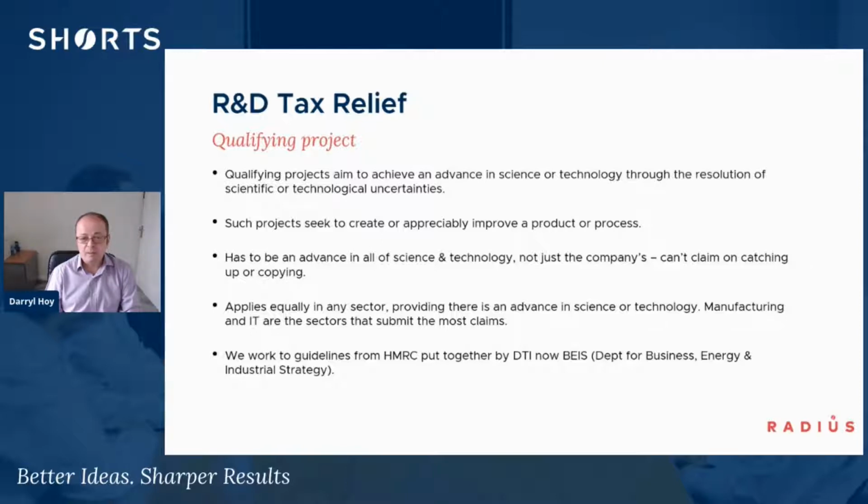But if there's a genuine advance where there's no known public information available, then there's a high chance it will qualify. Most sectors will qualify, but predominantly the manufacturing and technology sectors are the ones that submit most claims. The guidelines that we work to were put together by HMRC and the Business, Energy and Industrial Strategy Department, which formerly was the Department of Trade and Industry.